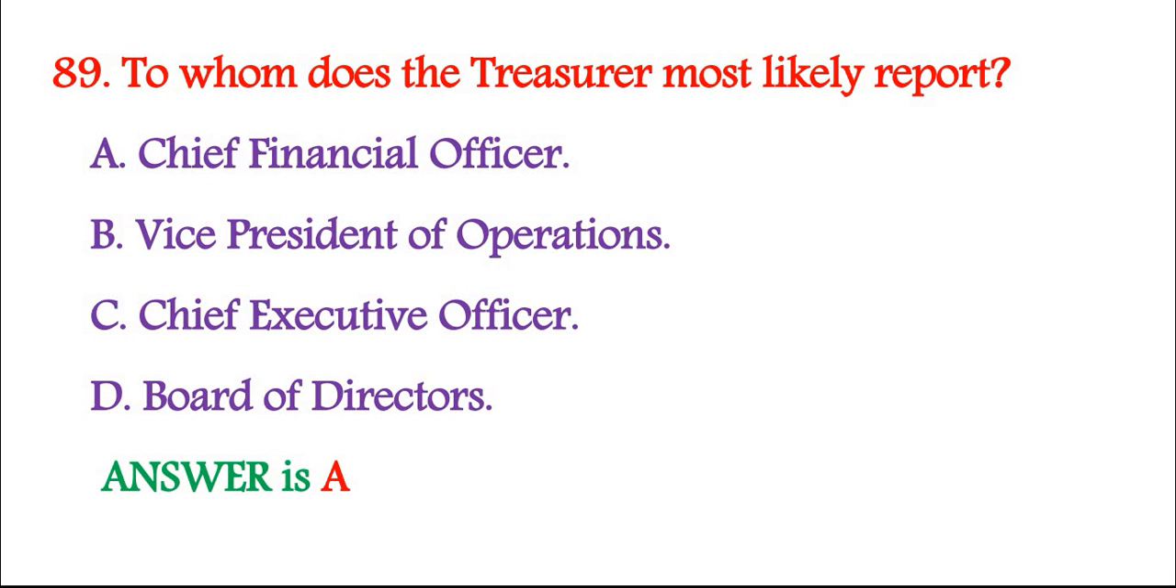89. To whom does the treasurer most likely report? A. Chief Financial Officer. B. Vice President of Operations. C. Chief Executive Officer. D. Board of Directors. Answer is A.